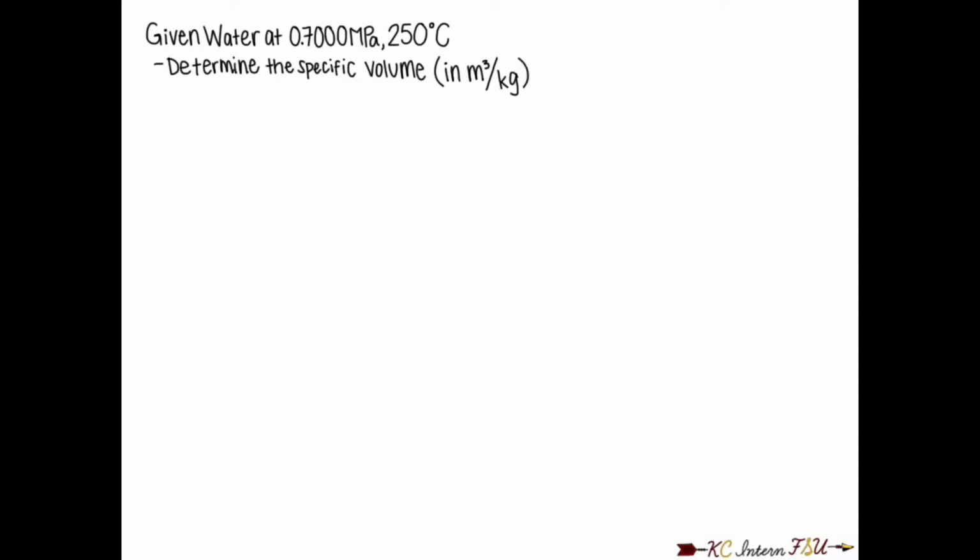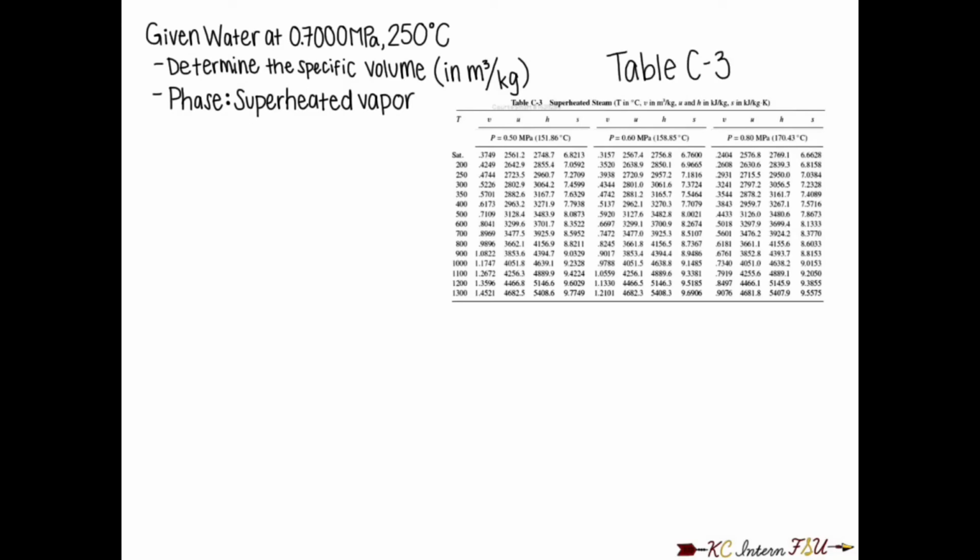Now we will determine the specific volume for water with a pressure of 0.7 MPa and a temperature of 250 degrees Celsius. It's important to remember that the determined phase was superheated vapor because it will determine what table we will use. In this case, it's table C3. Notice that there is not a column for a pressure of 0.7 MPa, so we must locate the specific volume for both pressures of 0.6 and 0.8 MPa at a temperature of 250 degrees Celsius in order to interpolate.